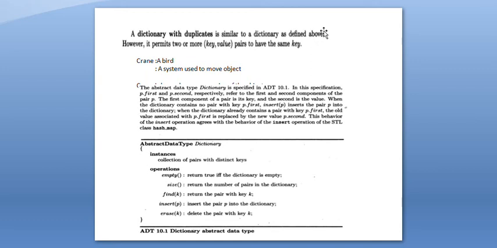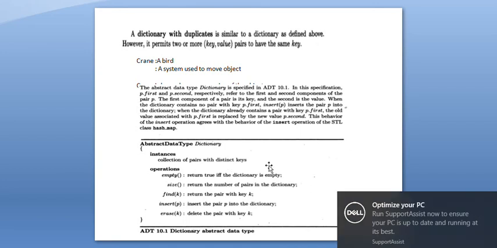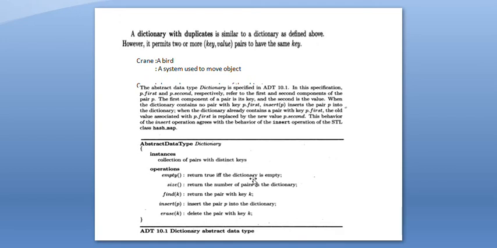So next, this is a kind of introduction to the data structure dictionary. We have the ADT for a dictionary as follows. As addressed in the previous slide, some of the methods which we require are empty, size, find, insert, and erase. They are some of the functions, the operations. And here the instances are a collection of pairs with distinct keys. When we talk about distinct keys, you will not be considering a dictionary with duplicates. So it's just a dictionary with unique keys.